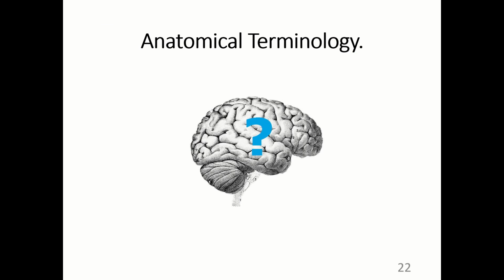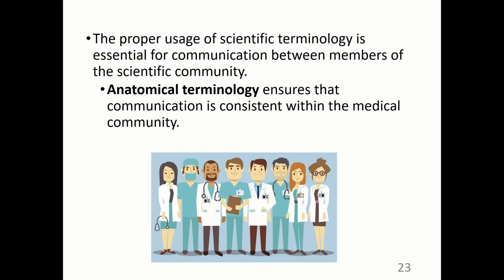Now that we have explored the 11 organ systems of the human body, let's take a look at some anatomical terminology that will be used throughout the duration of this course. The proper usage of scientific terminology is essential for communication between members of the scientific community. Anatomical terminology ensures that communication is consistent within the medical community. I would recommend that you take a medical terminology course to facilitate your studies of anatomy and physiology.